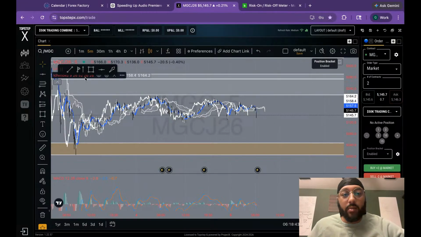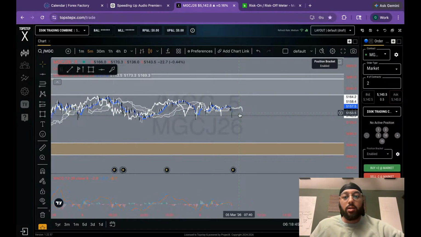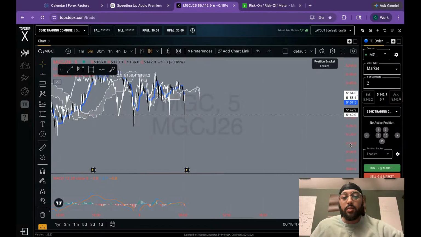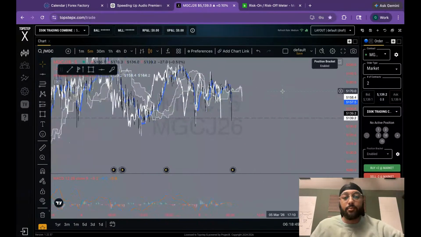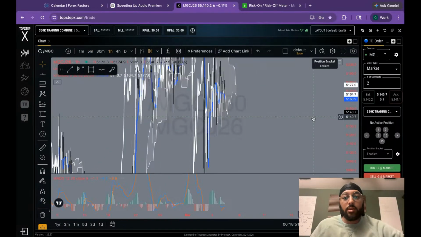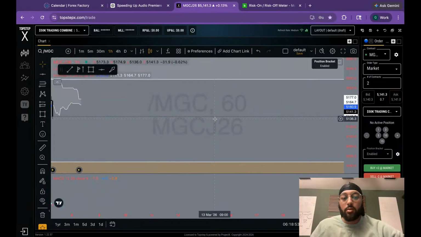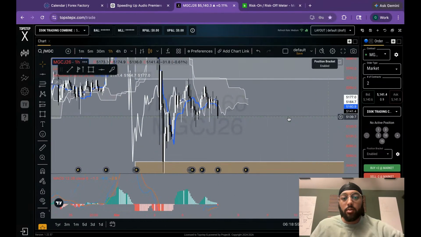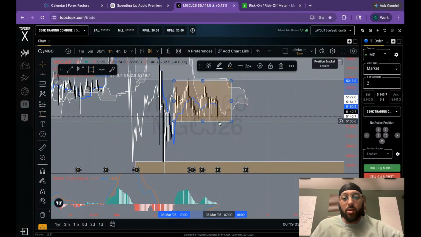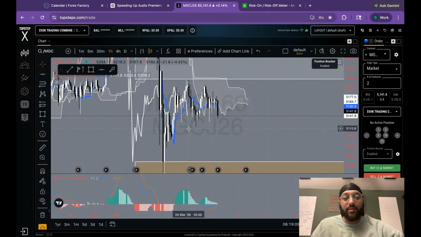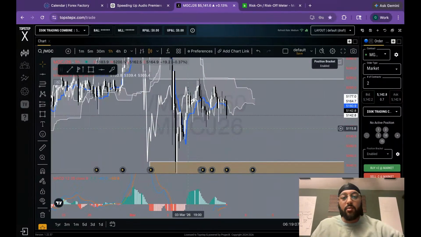All right, so let's talk about these levels. I am just gonna zoom us in here slightly. Yeah, you can see it. Just look at this mess. Not much going on. Gold market is trying to figure out what the heck it wants to do.